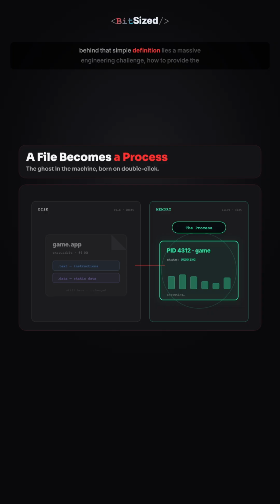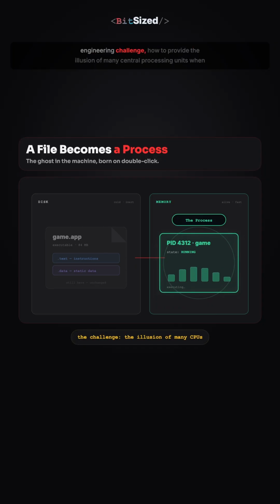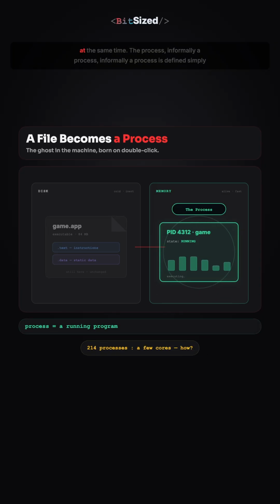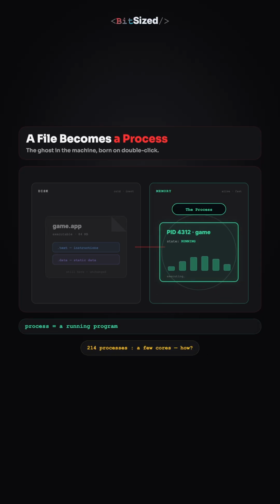But behind that simple definition lies a massive engineering challenge: how to provide the illusion of many central processing units when there are only a few physical cores available, seemingly running tens or hundreds of processes at the same time. The operating system creates this illusion by virtualizing the central processing unit through time sharing, running one process for a little while, then stopping it and running another.